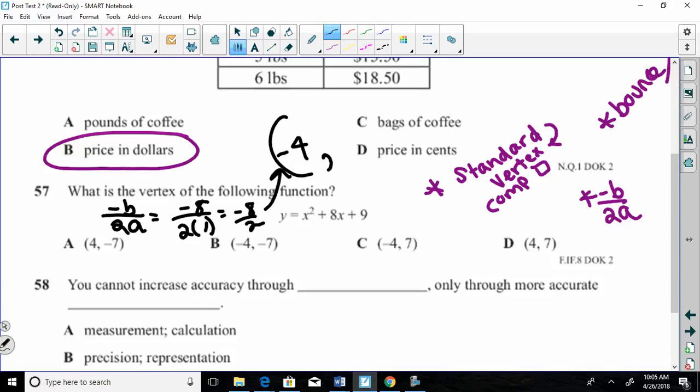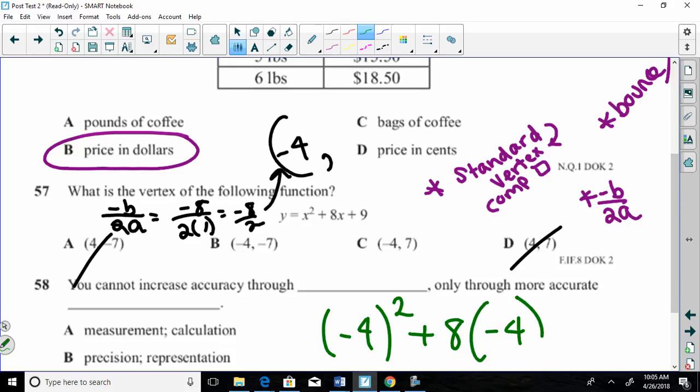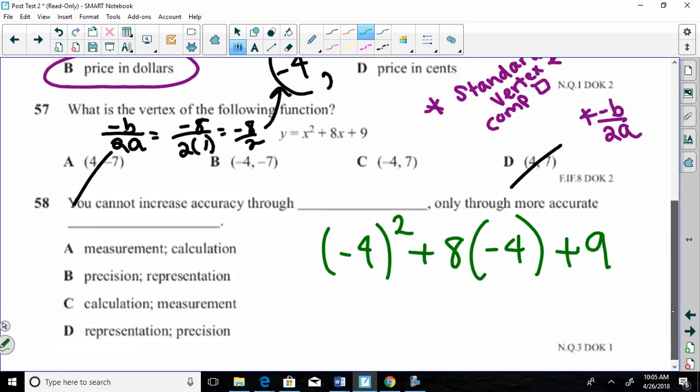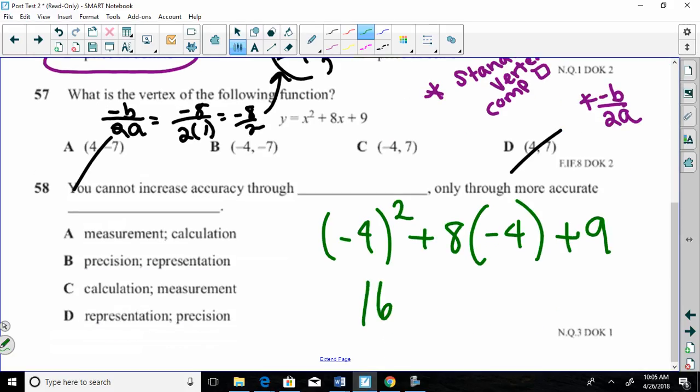So which ones can I eliminate now? A and D. Then all I have to do is take my original equation and plug in negative 4 for every x. What's negative 4 squared? Positive 16, minus 32, plus 9. When you do all that, you end up getting negative 7. So which one's your answer?